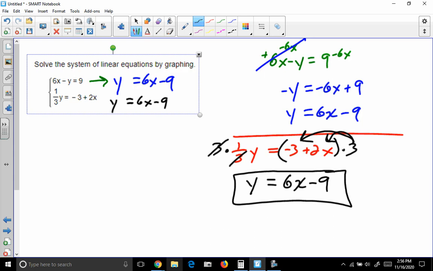And they are the same equation. So if they are the same equation, every point that works here will work there. So we have an infinite number of solutions. And anything that works for one will work for the other.